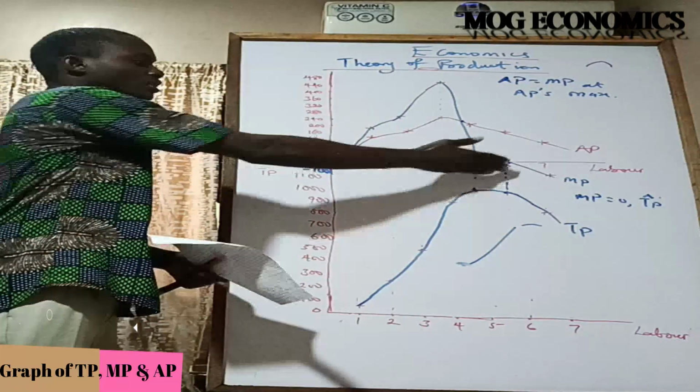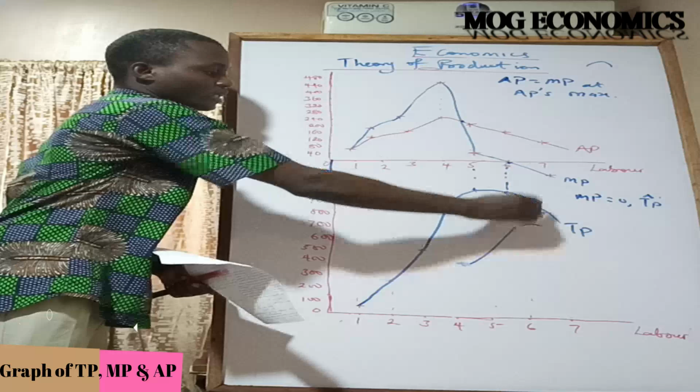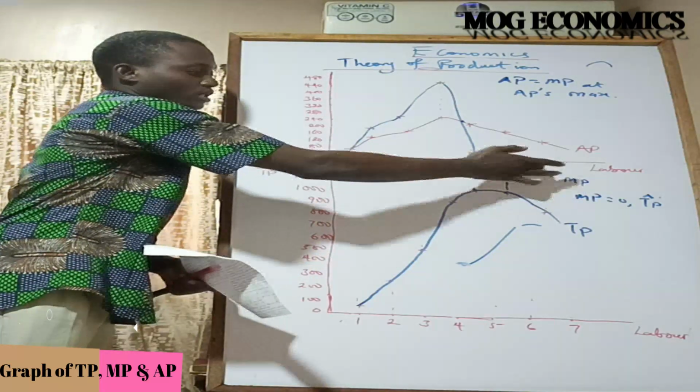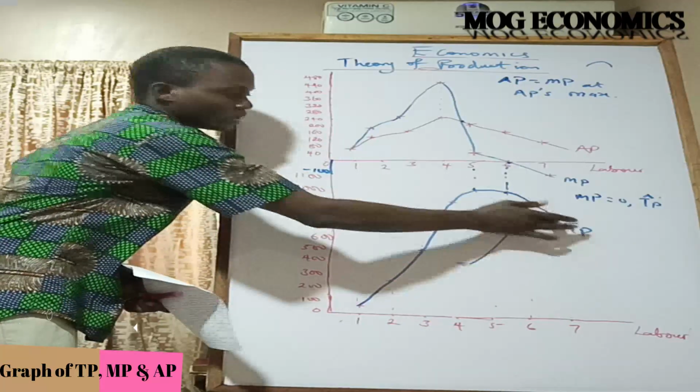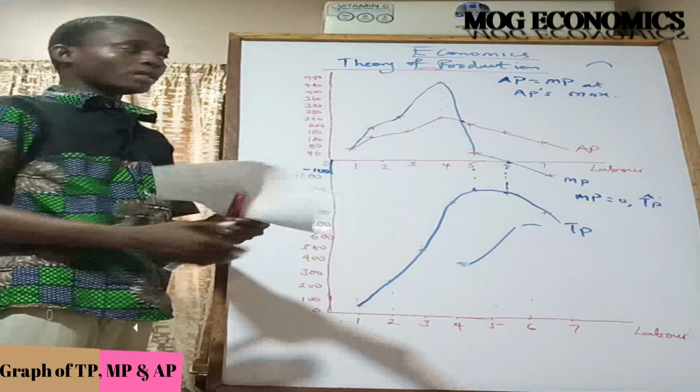Now, when your MP is zero, of course, TP is already maximum. Then when your MP is negative, then TP is falling. So you can see MP became minus at level 7. So it's the same thing here at level 7. This is now a drop, a fall. So those are the relationships that exist.